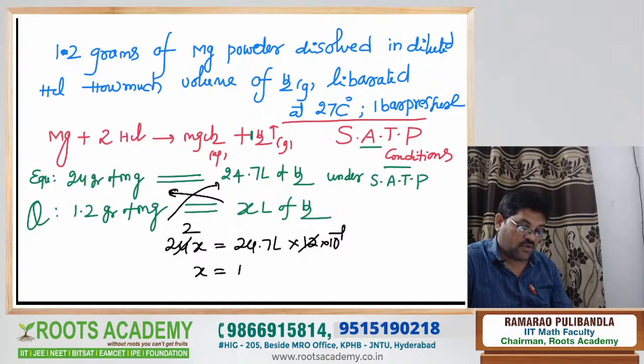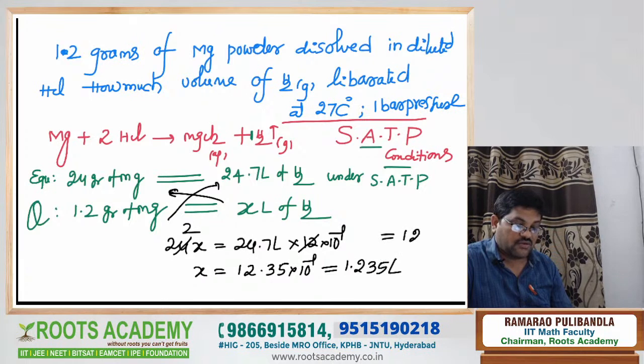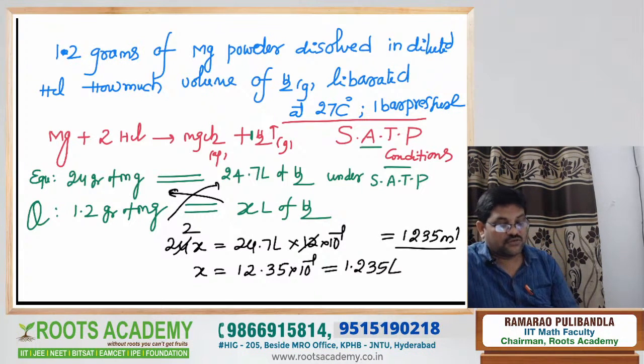X is equal to 2.35 into 10 power minus 1, equal to 1.235 liters you got. That is equal to what you get, Nana? 1235 ml you got. 1235 ml means what, Nana? 1.235 liters.